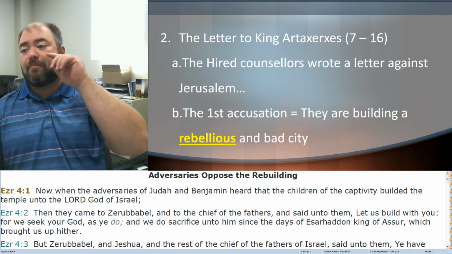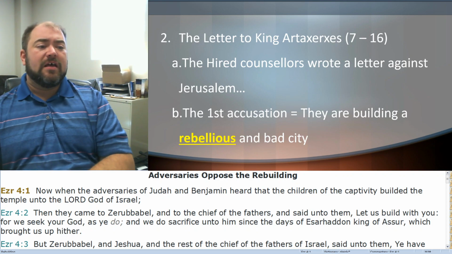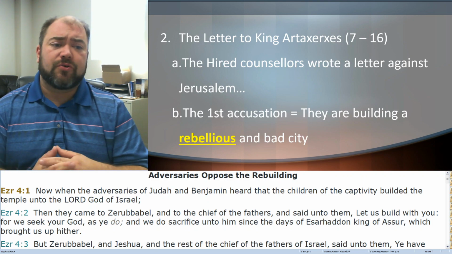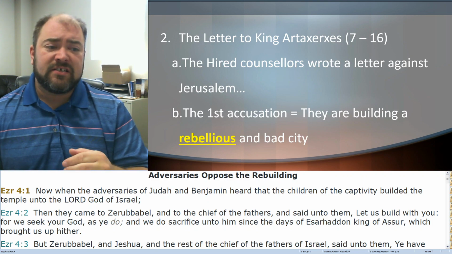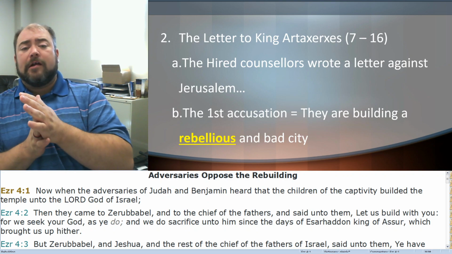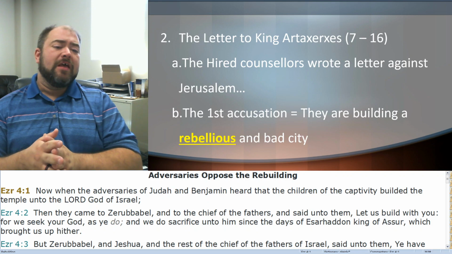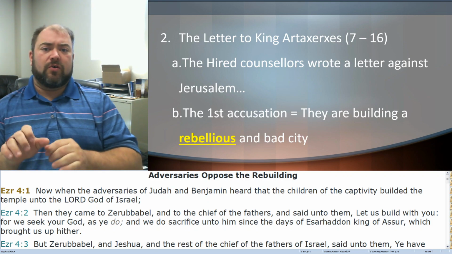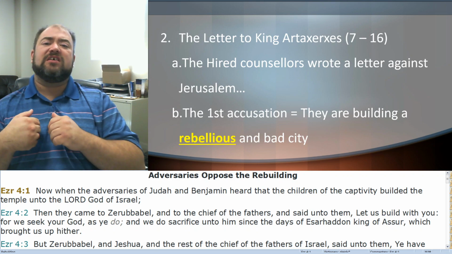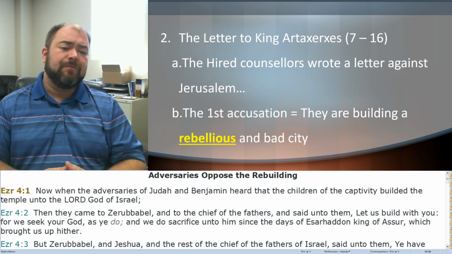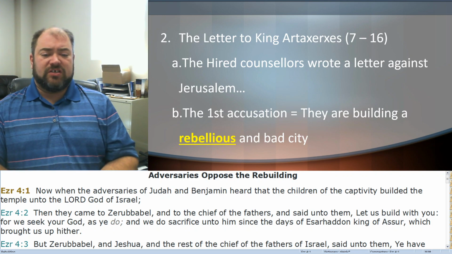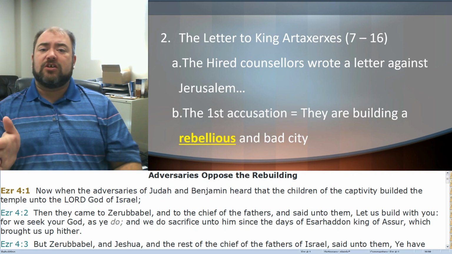That's actually the second part of this chapter today. As we're still in this same chapter, we're now in verses 7 through 16. And this is the letter sent to King Artaxerxes. This is the letter that the hired counselors are going to write. They're going to sit there in Jerusalem and write down a little bit of what's going on, and they're going to send it with a lot of accusations. So they're writing this letter and sending it to the king, King Artaxerxes, and let's look at some of the accusations that they make.